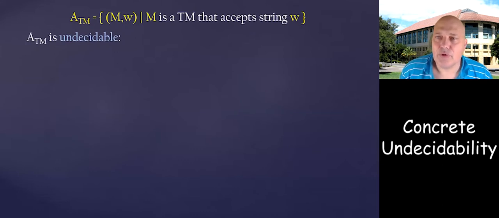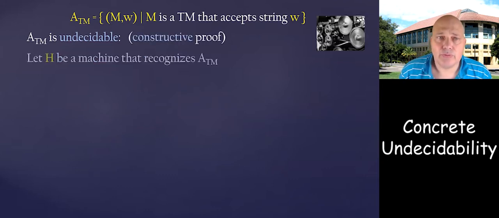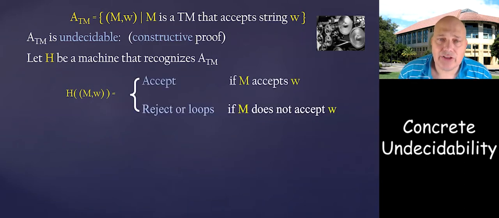Now, as promised, let me give you a constructive proof that ATM is undecidable. Since this is a constructive proof, we will not assume that we have a machine that decides ATM, but rather that we have a machine H that recognizes ATM, and that we know we have. And therefore, just by definition of recognizing, H of M, W accepts if M accepts W, and it rejects or loops if M does not accept W. This is what recognizing means: you accept every yes instance, but you either reject or loop on every no instance.